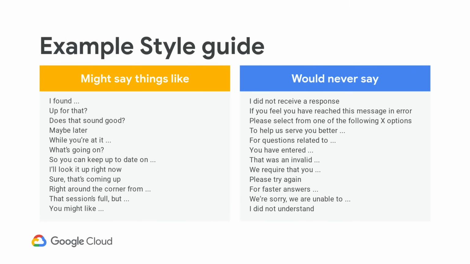Keep the style guide in mind as you design your agent's responses. For the best user experience, you probably don't want your agent to sound too formal or robotic. For example, to make your agent more reminiscent of actual human conversation, you might have it say something like, "Does that sound good?" rather than something like, "If you feel you have reached this message in error."